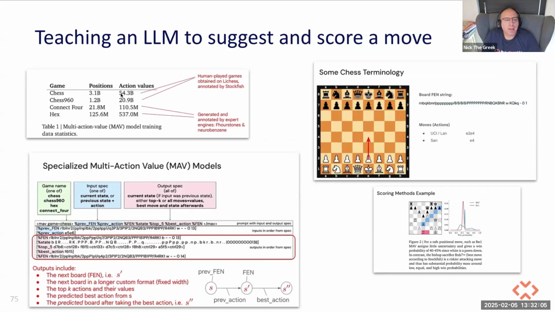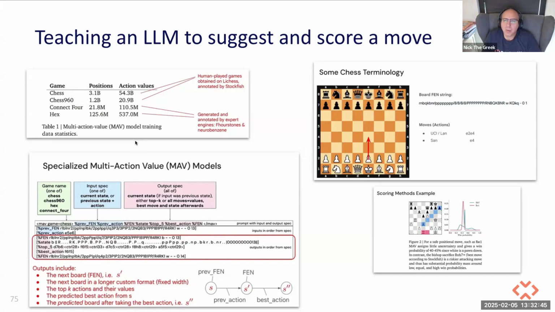So this is a data set of chess games. This is human played games obtained on this platform, annotated by Stockfish, and these are other games generated and annotated by expert engines. I think Stockfish is actually a model. Yes, that's why you see that it's much bigger than the other one. So these were basically random chess games, or chess games played by a platform and then annotated by a language model.